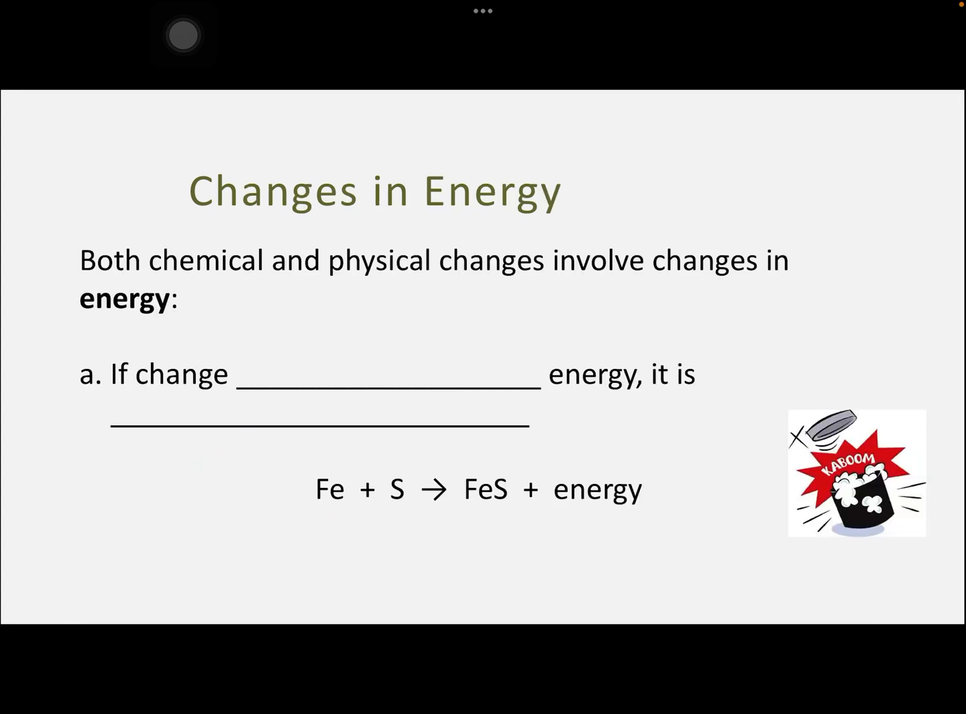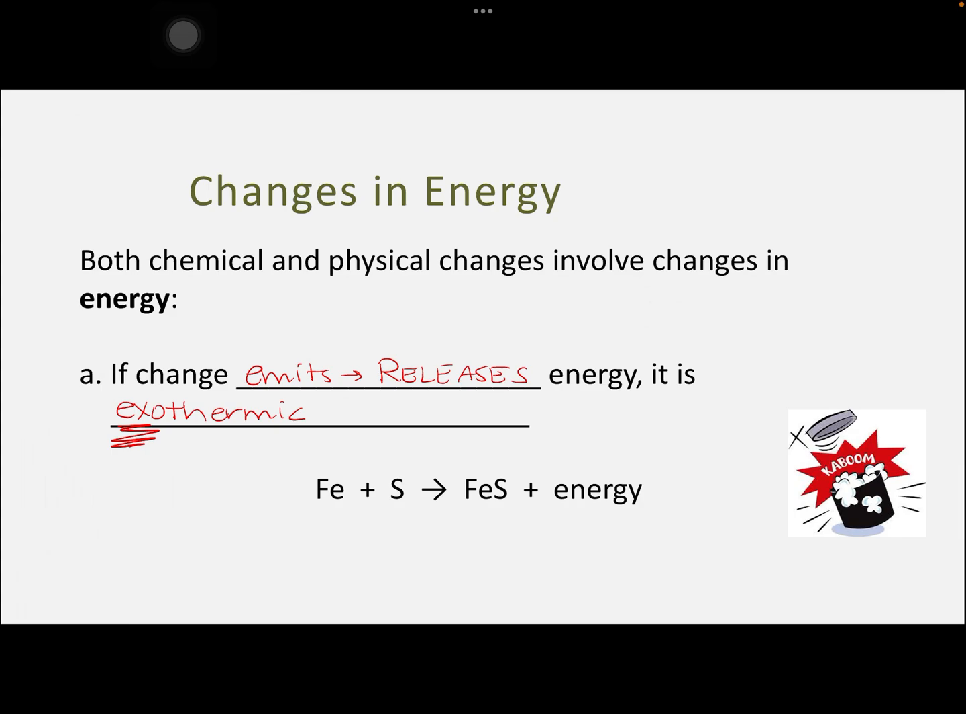In both chemical and physical changes, we also will have changes in energy. And we've looked at these terms before. So if the change emits, and remember the word emits means releases, if you have a release of energy, it's called an exothermic process. So exo, exit.